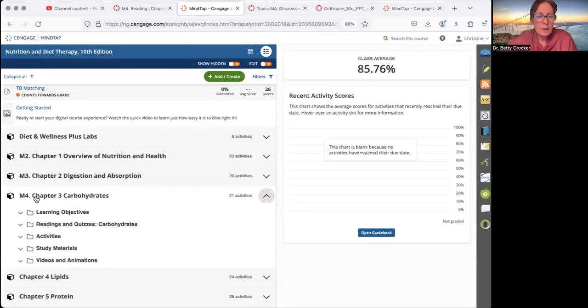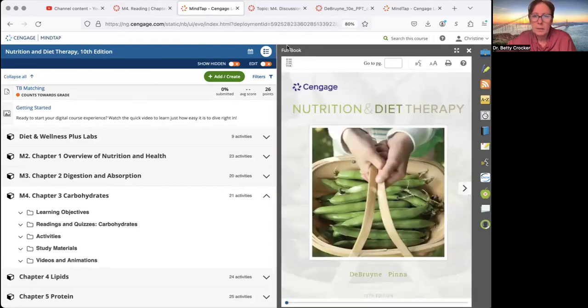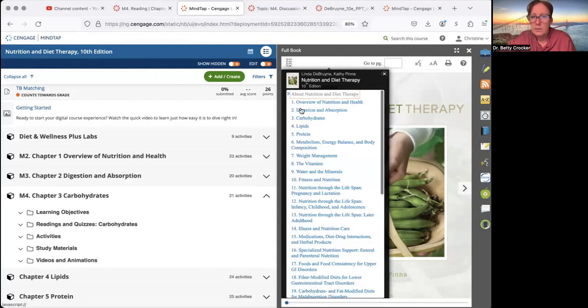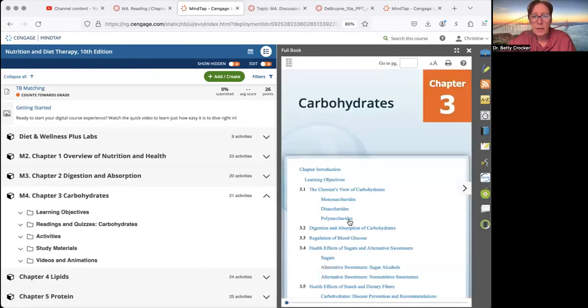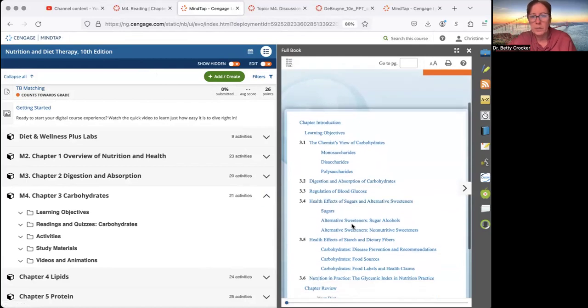So here we are. On the left right here, you can see everything on Chapter 3, but let me show you what I prefer to do. Come right over here to the full textbook. In your table of contents, you just go right here to Chapter 3, and it will simply list everything that's in Chapter 3, and it'll let you scroll through each page.